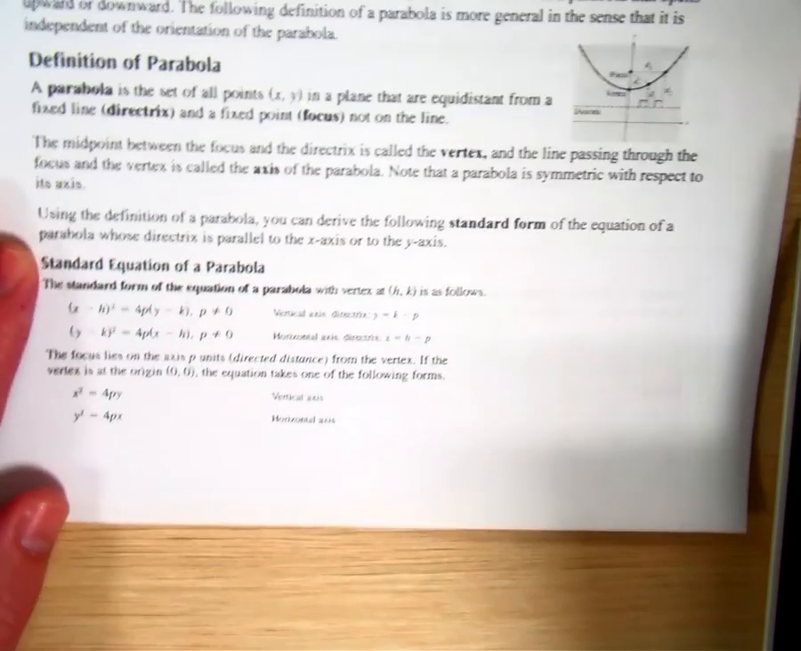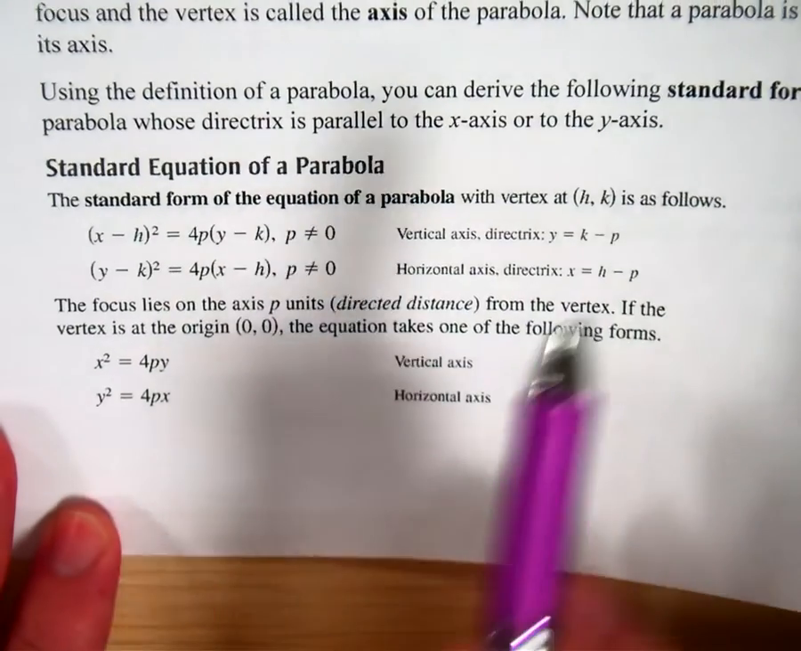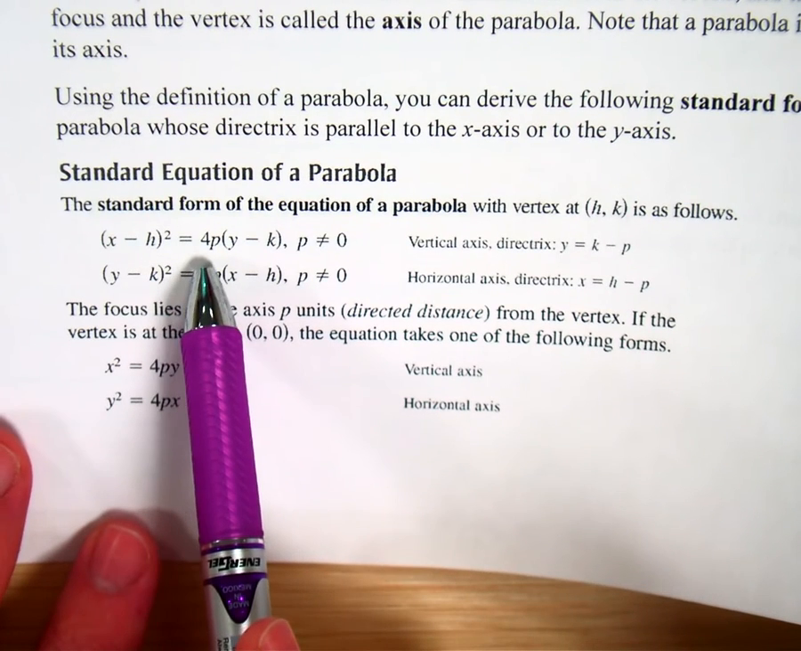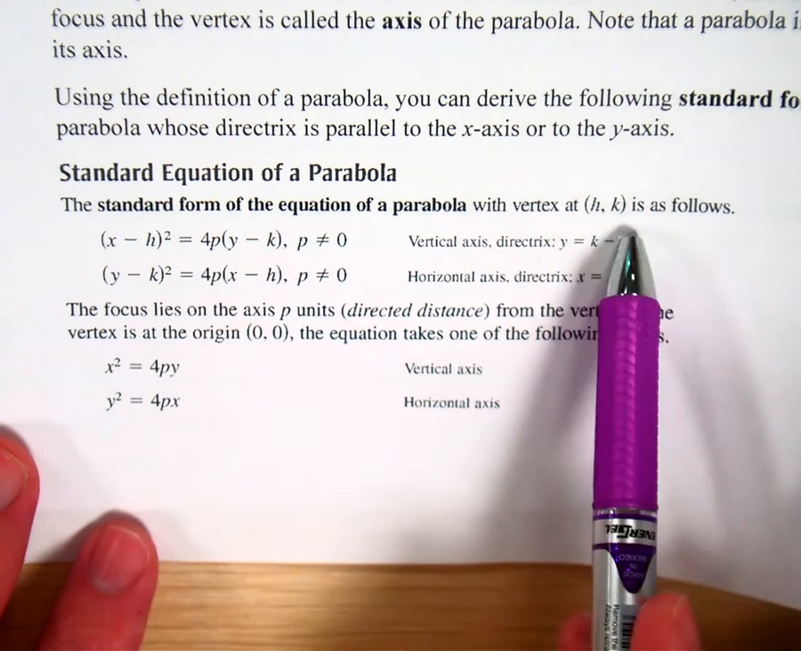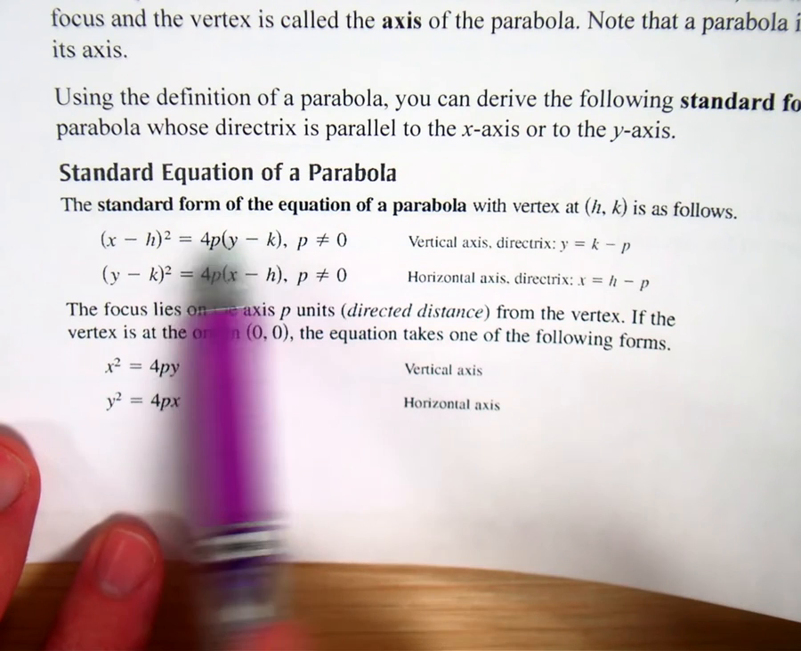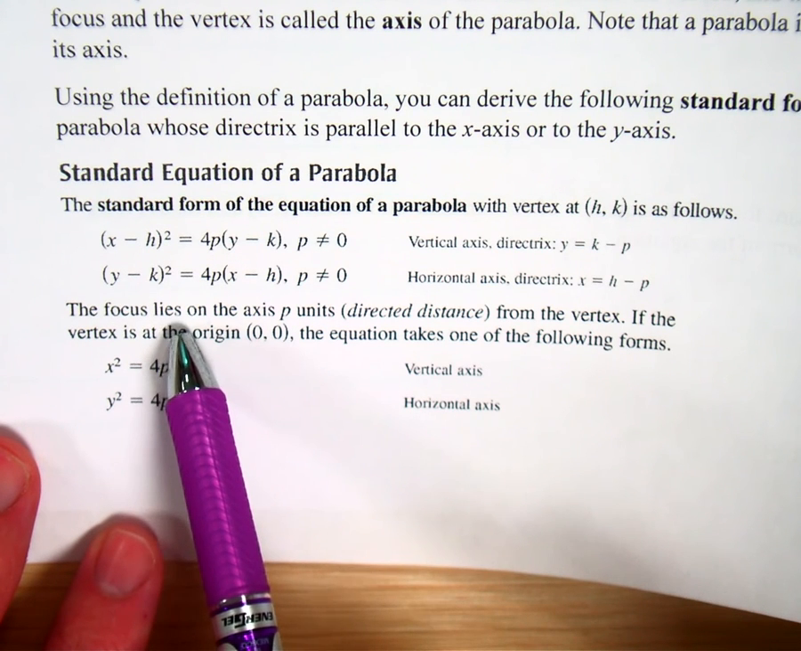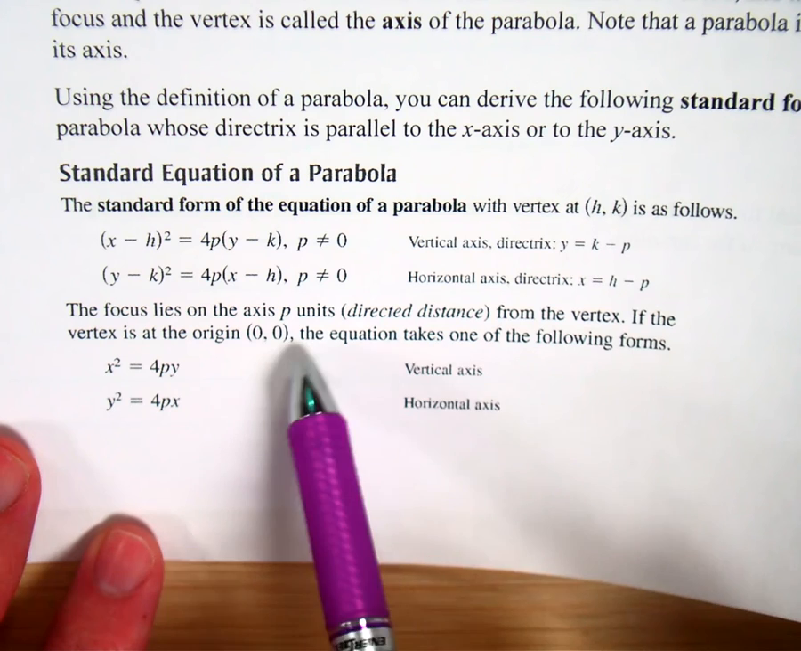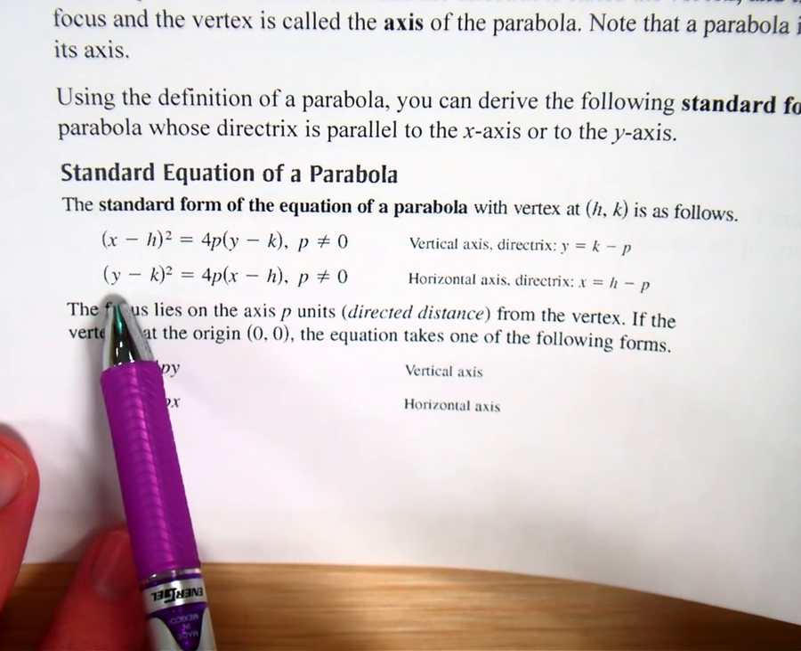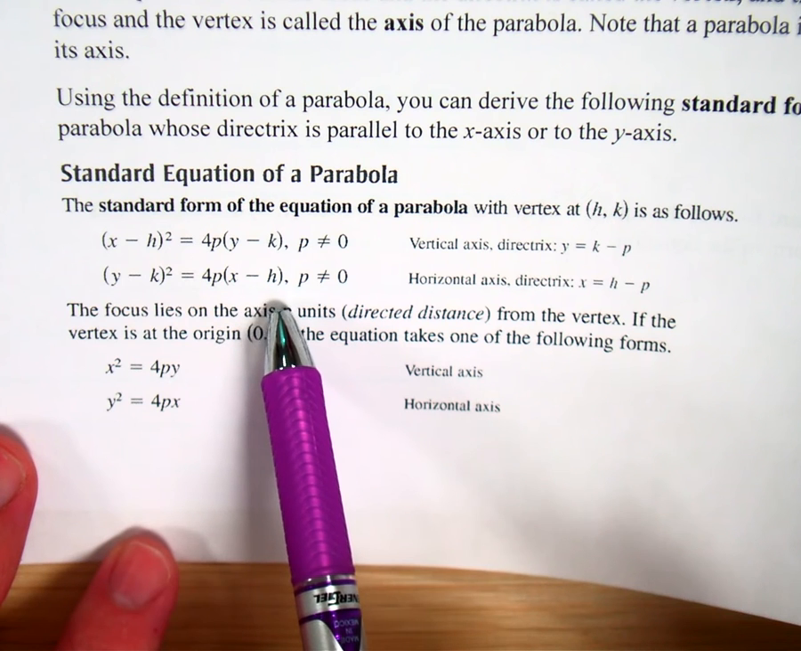Alright, let's take a look. So these should be pretty familiar to you from Algebra 2. Okay, we got x minus h squared equals 4p times y minus k, with a vertex of h, k, and p is going to be our distance from our focus to the vertex or from the vertex to the directrix, because they should be equidistant. And then we have y minus k squared equals 4p times x minus h.